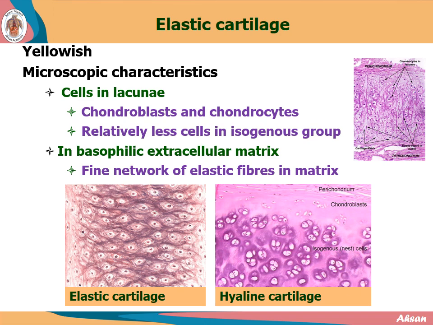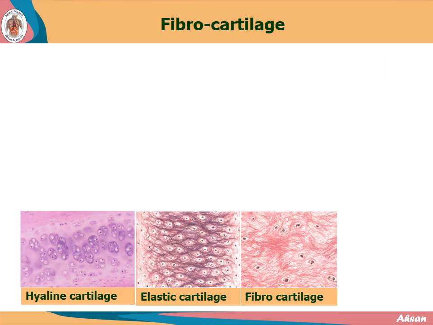In case of hyaline cartilage, no fibers are visible, though type 2 collagen fibers are present. But the extracellular matrix is homogeneous. But in case of elastic cartilage, the fine network of elastic fibers is well visible.